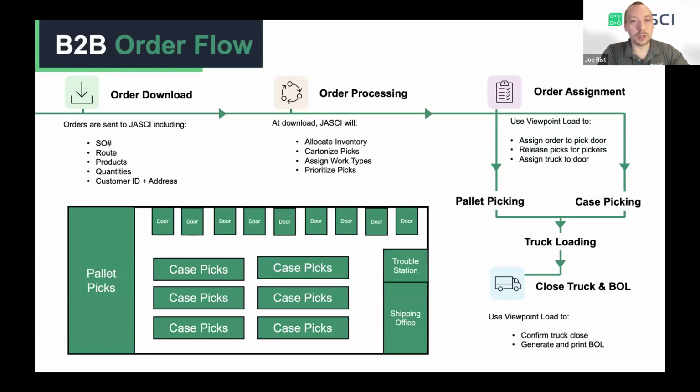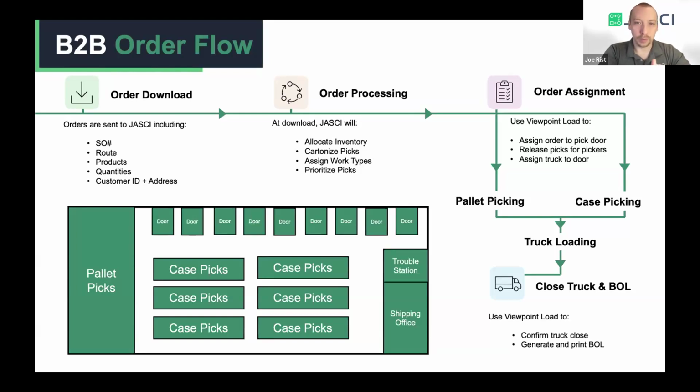And then once JASCI receives the order, we go through the order processing. At order download, we go through a few different activities. We're going to allocate the inventory. We're going to cartonize the picks. We're going to assign the work types. In this case, it's going to be either a case pick or a pallet pick. And then we also prioritize those picks based on different factors that you've got set up in your prioritization settings. That's going to apply a numeric point value to that picking work, so that when we release those picking works to be picked, the system knows which ones to dish out to the users first.